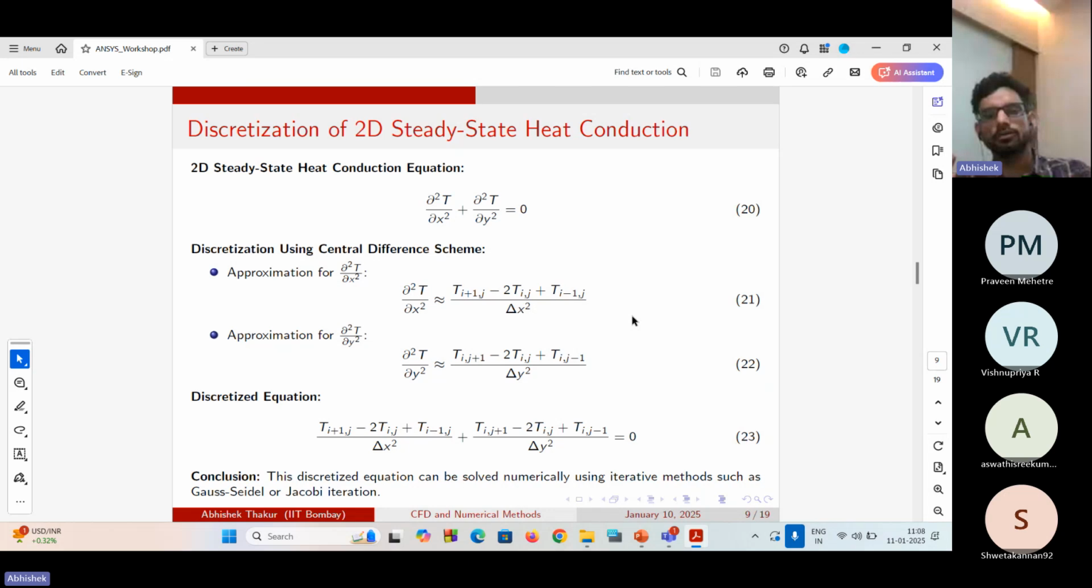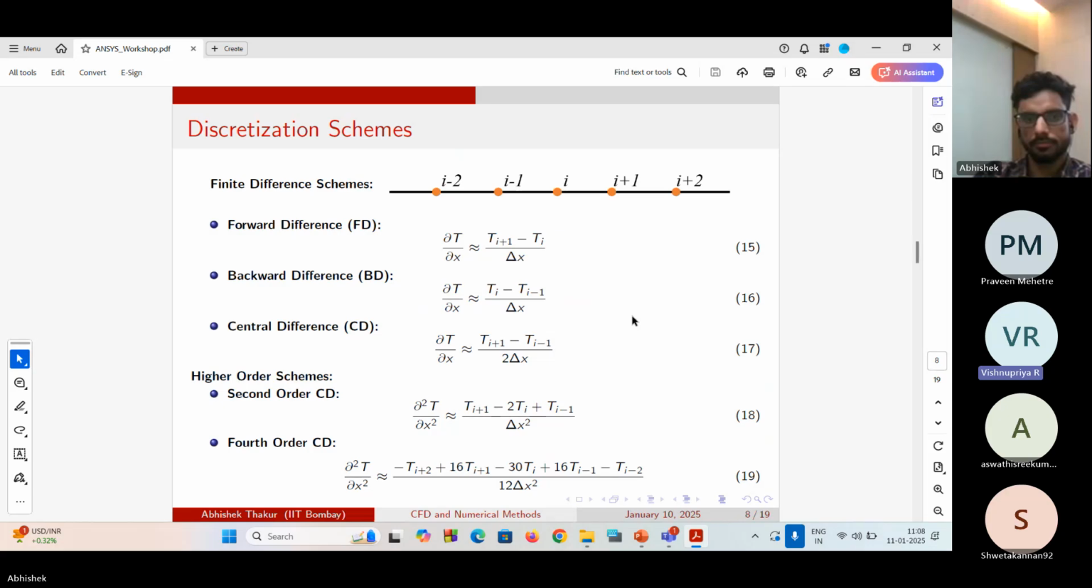And ANSYS is also solving this. Yesterday I showed you the heat conduction equation in ANSYS, how to solve heat conduction in ANSYS. ANSYS is also solving this equation 23 only. It is not doing anything fancy. It is only solving this equation 23. Okay. Can you just go back to that 1D?